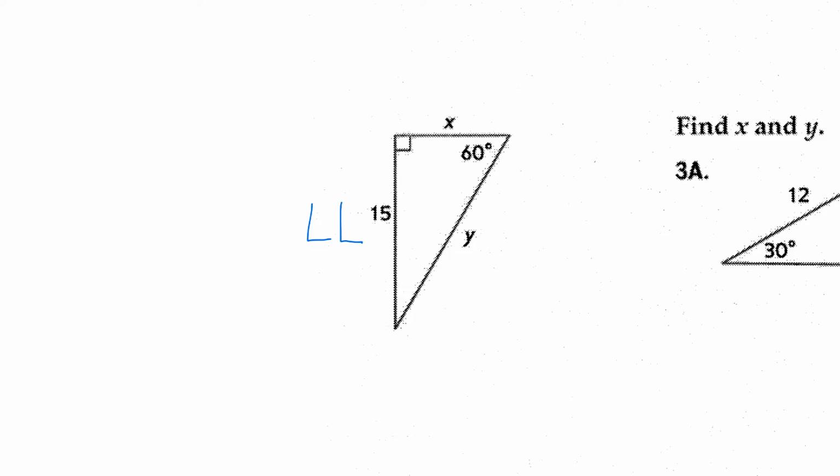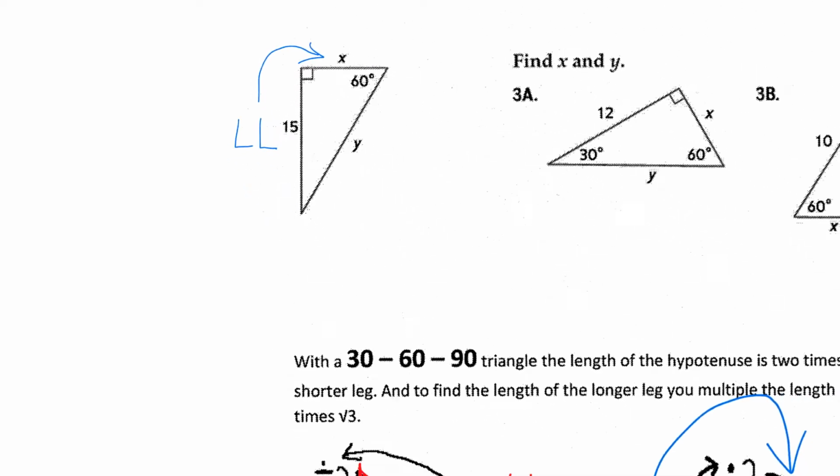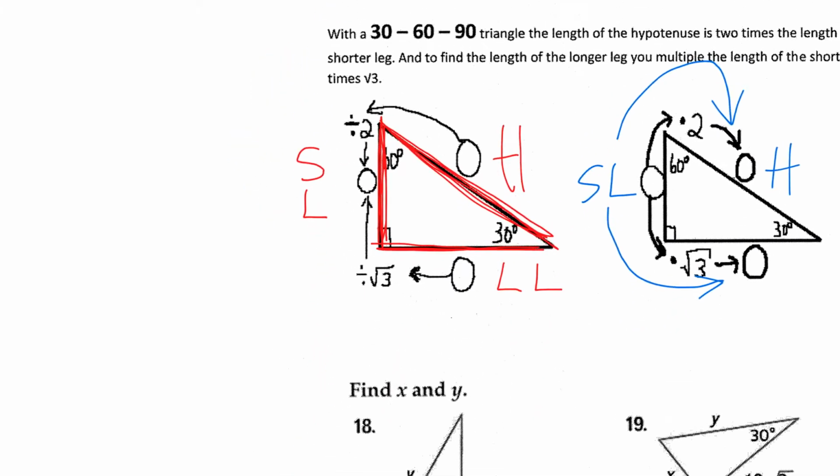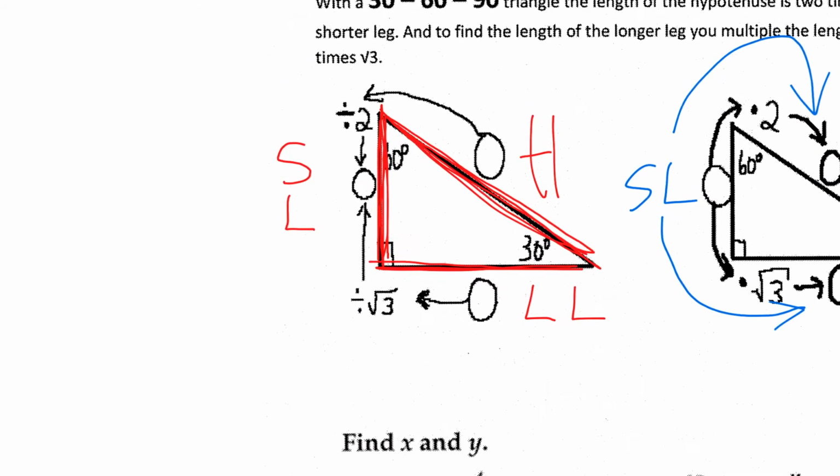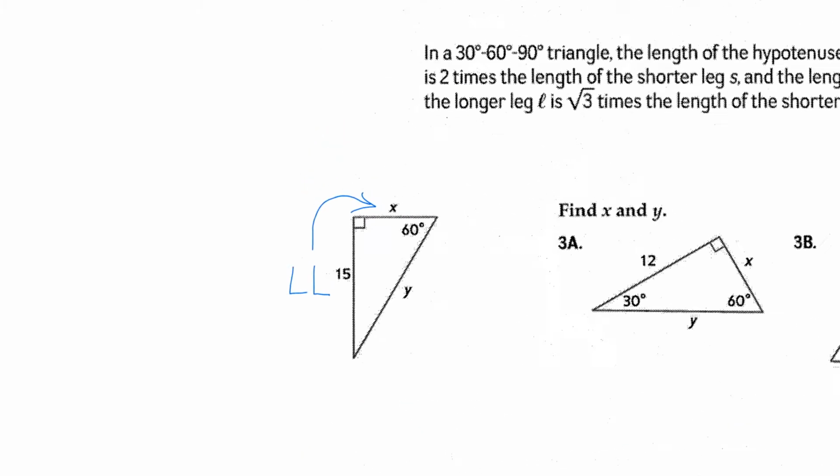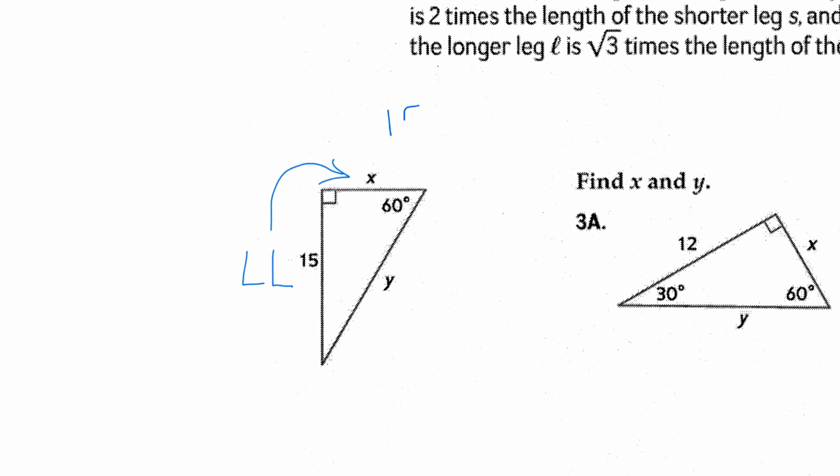Now what I want to do is go from the long leg to this short leg. All right, so as I look at my rule here, when I'm going from long leg to short leg, what do I do? Divide by what? Right here, divide by the square root of 3. So here it's just going to be 15 divided by the square root of 3. And again, really we don't want that square root in the bottom there, but we're just going to leave that like that for now.